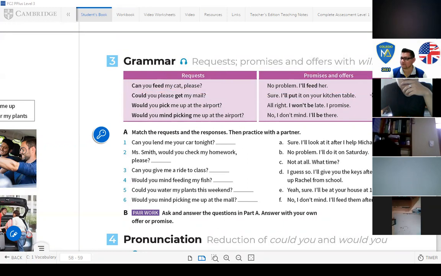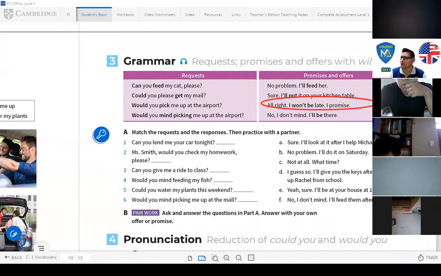No problem, I'll feed her, ¿no? Could you please get my email? Sure, I'll put it on your kitchen, ¿no? Le está ofreciendo, le dice, I'll put it on your kitchen. Lo voy a poner en tu kitchen table, en tu mesa de la cocina, ¿no?